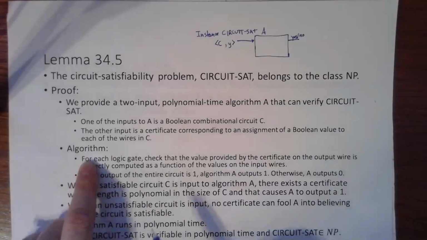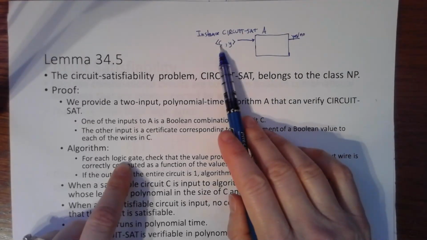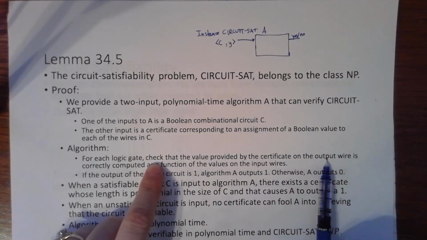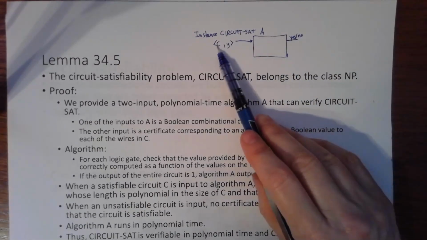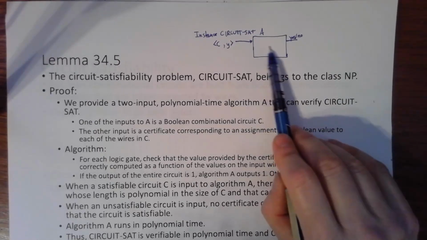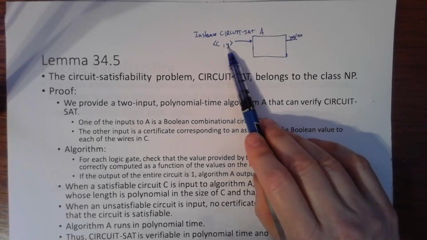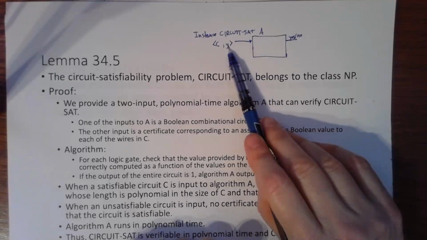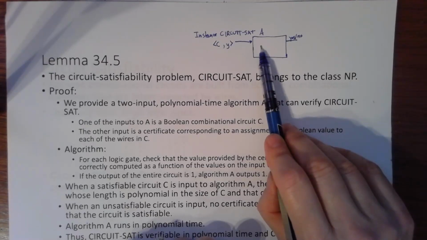That algorithm would just go to each logic gate that's listed in the combinatorial circuit, and we would check that the values provided by the certificate on the output wire are correctly computed as a function of the input wires. The circuit consists of some NOT gates, some AND gates and some OR gates, and the certificate tells me the values of the inputs and the outputs. So we would go to each gate and say, according to the inputs that were assigned by Y, does the output of that gate match the inputs? That would be the first thing.